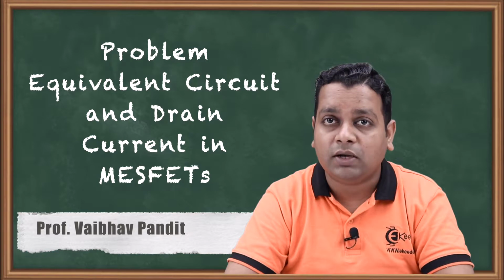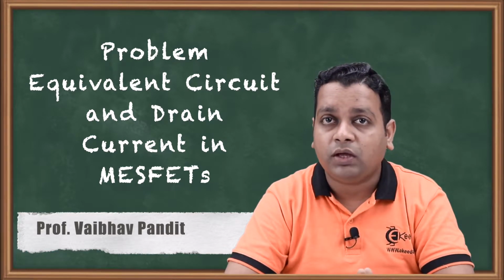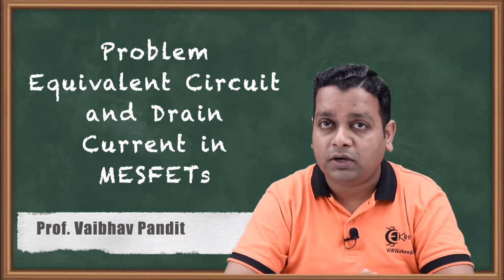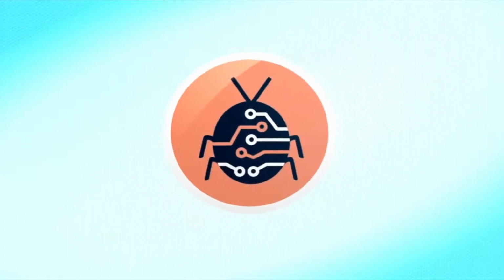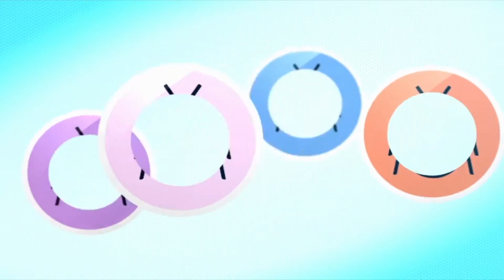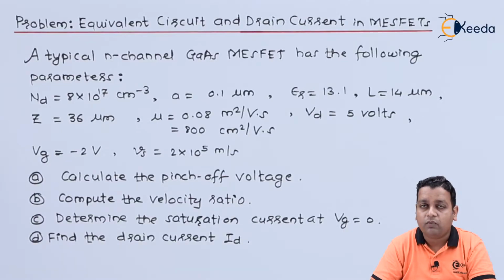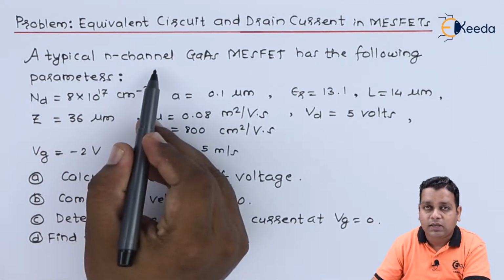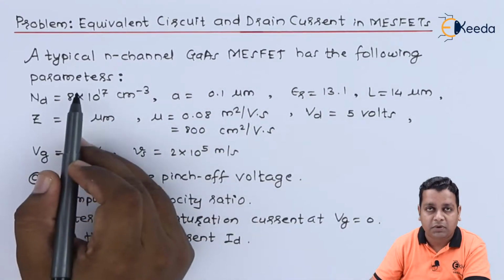the metal semiconductor field effect transistor. To look at the equivalent circuitry and the computation of the drain current, let us have a simple problem. Here we are provided with a problem statement. A typical N-channel gallium arsenide MESFET has the following parameters.